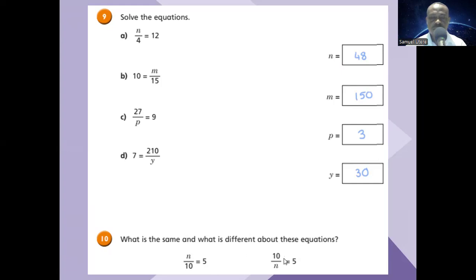Remember what we explained about this? This is like saying, if I have a big bar of N, if I divide it by 10, I'm going to have 5 groups. So it's a bit like the one we did before.